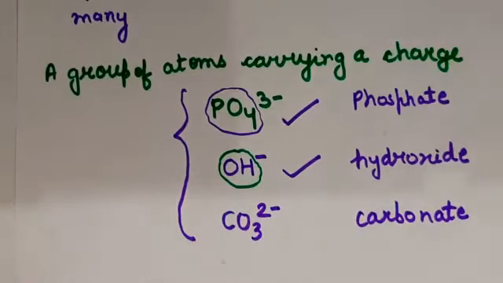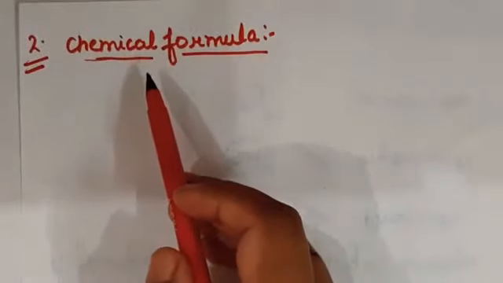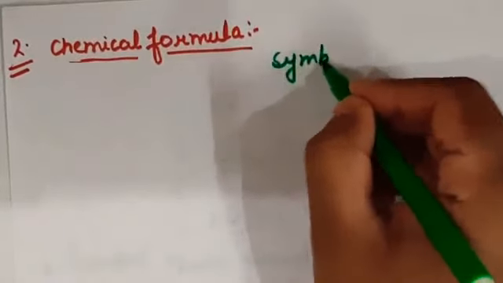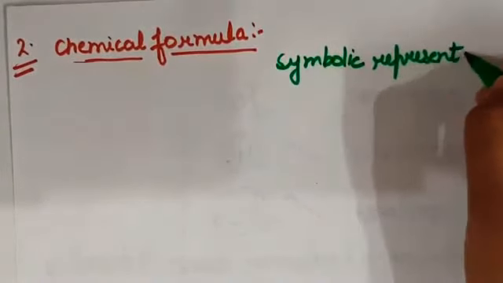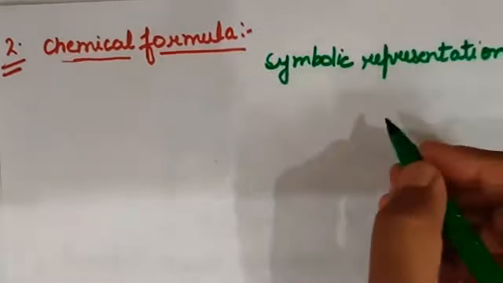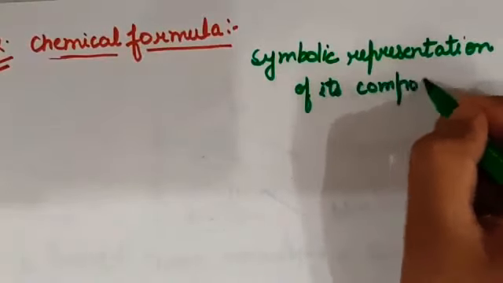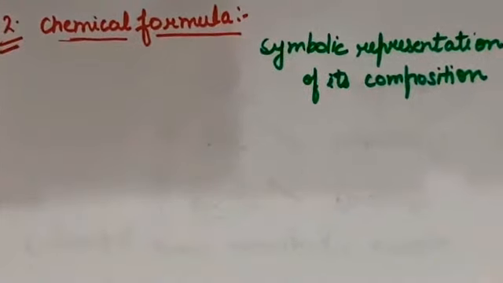Now moving on to our next topic, that is a chemical formula. So what do you mean by a chemical formula? The chemical formula of a compound is basically a symbolic representation of its composition. Okay, it is a symbolic representation of its composition. That is a chemical formula.